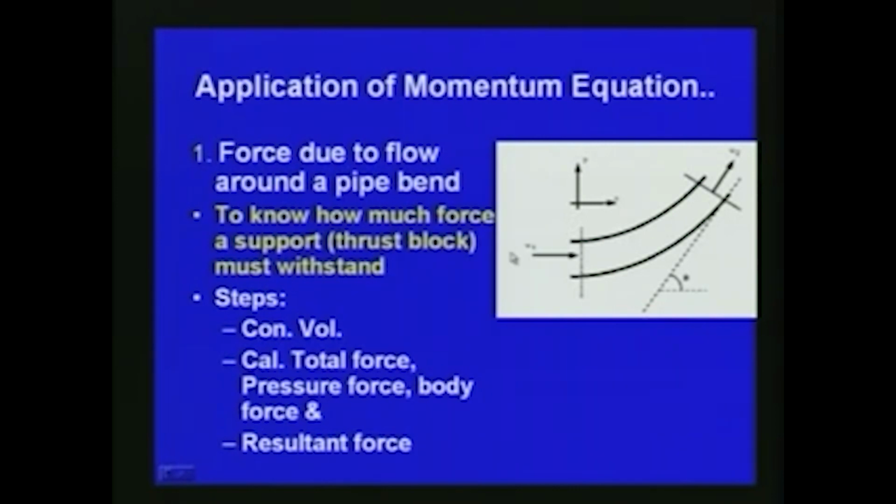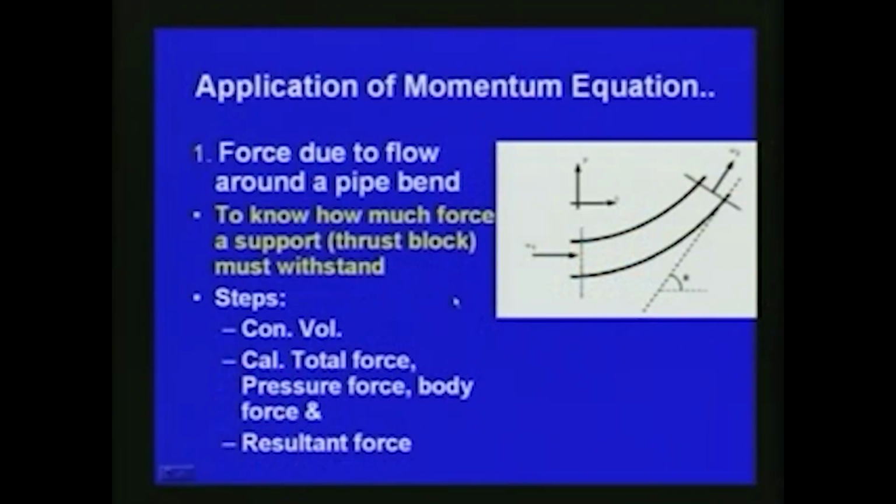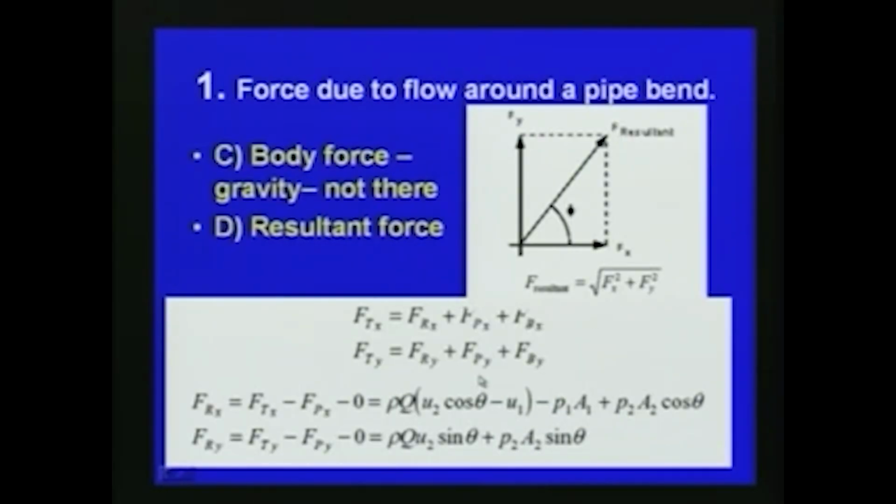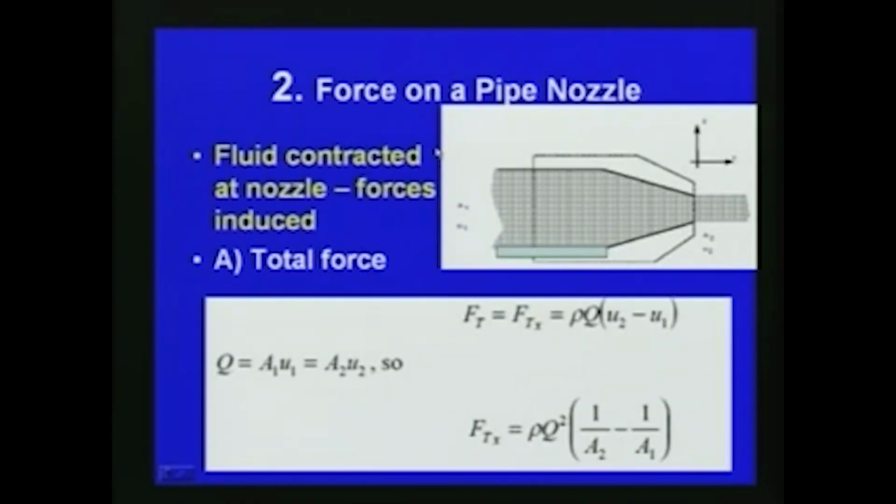The first case we discussed earlier was the force due to flow around a pipe bend. The basic steps involved are: we consider a control volume, calculate the total force on the system, including the pressure force and body force, find the resultant force, and then equate it with the momentum change. We derived the equation for that example, the force due to flow around a pipe bend, in the last lecture. Now, as a second case, we will see the force on a pipe nozzle.